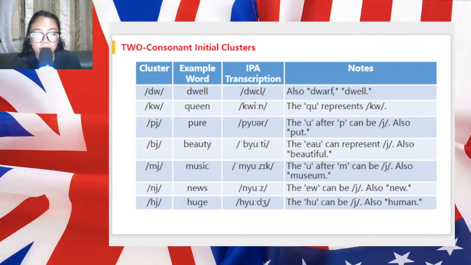Another example you might hear this in is beautiful. Practice beauty, feeling how the B smoothly connects with the Y sound. Next up is MJ. We already did that. Next, then we have the NJ cluster as in use.